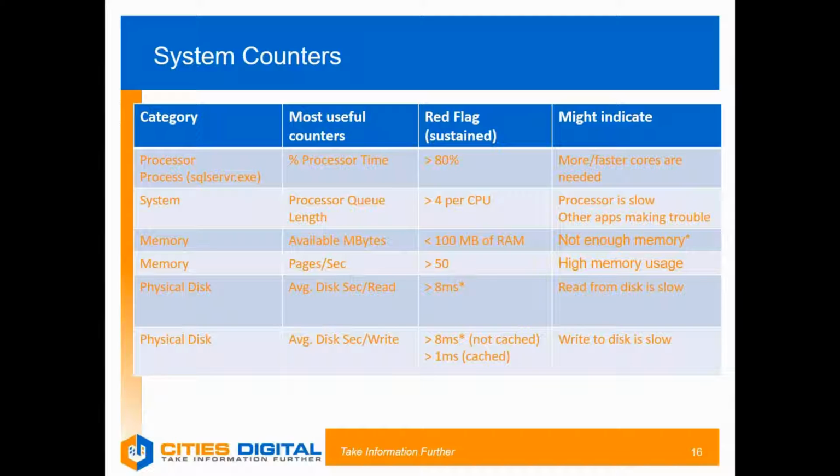The available megabytes is how much memory is left. And pages per second is how many times a page must be read from or written to a disk due to a hard page fault, meaning it was not in memory and had to be written to disk. This is normal. In fact, this will never be 0.